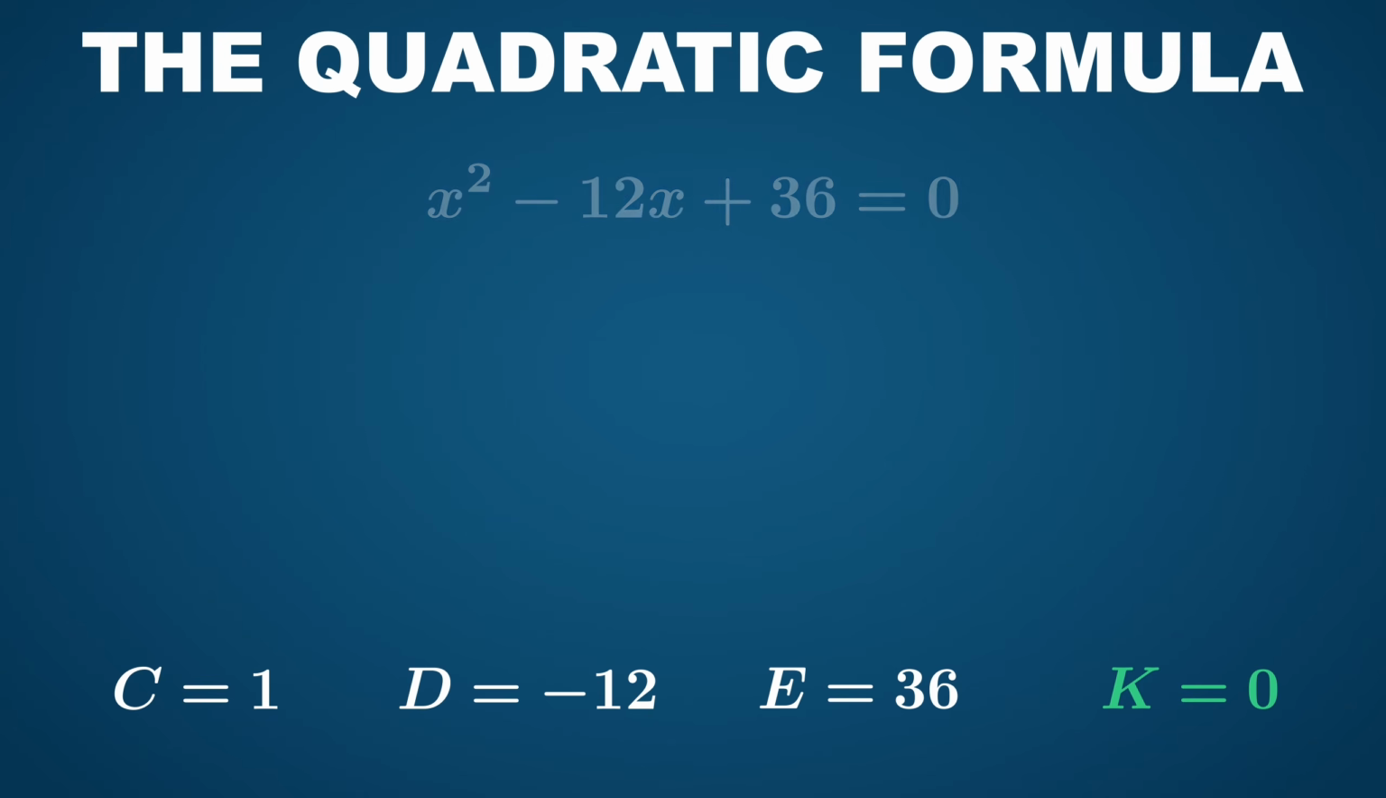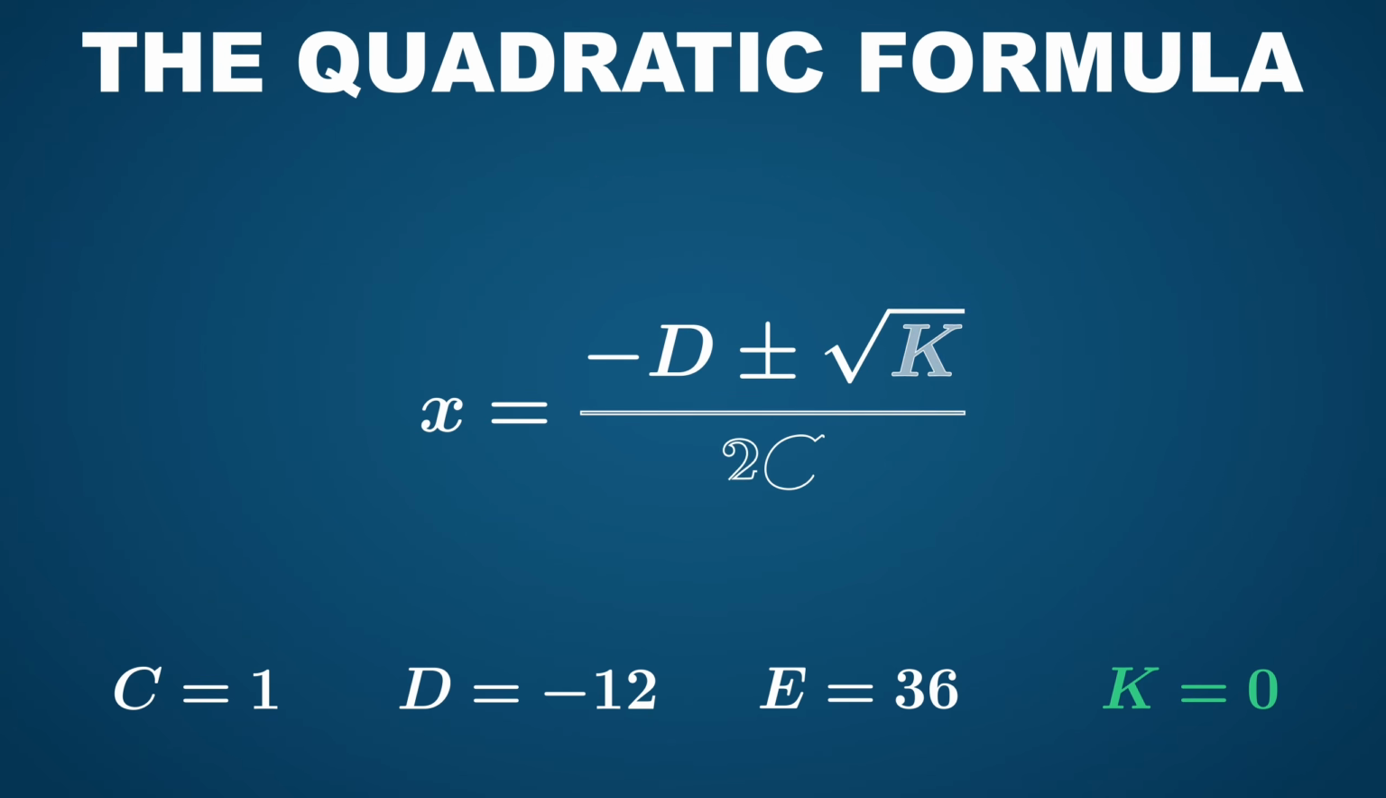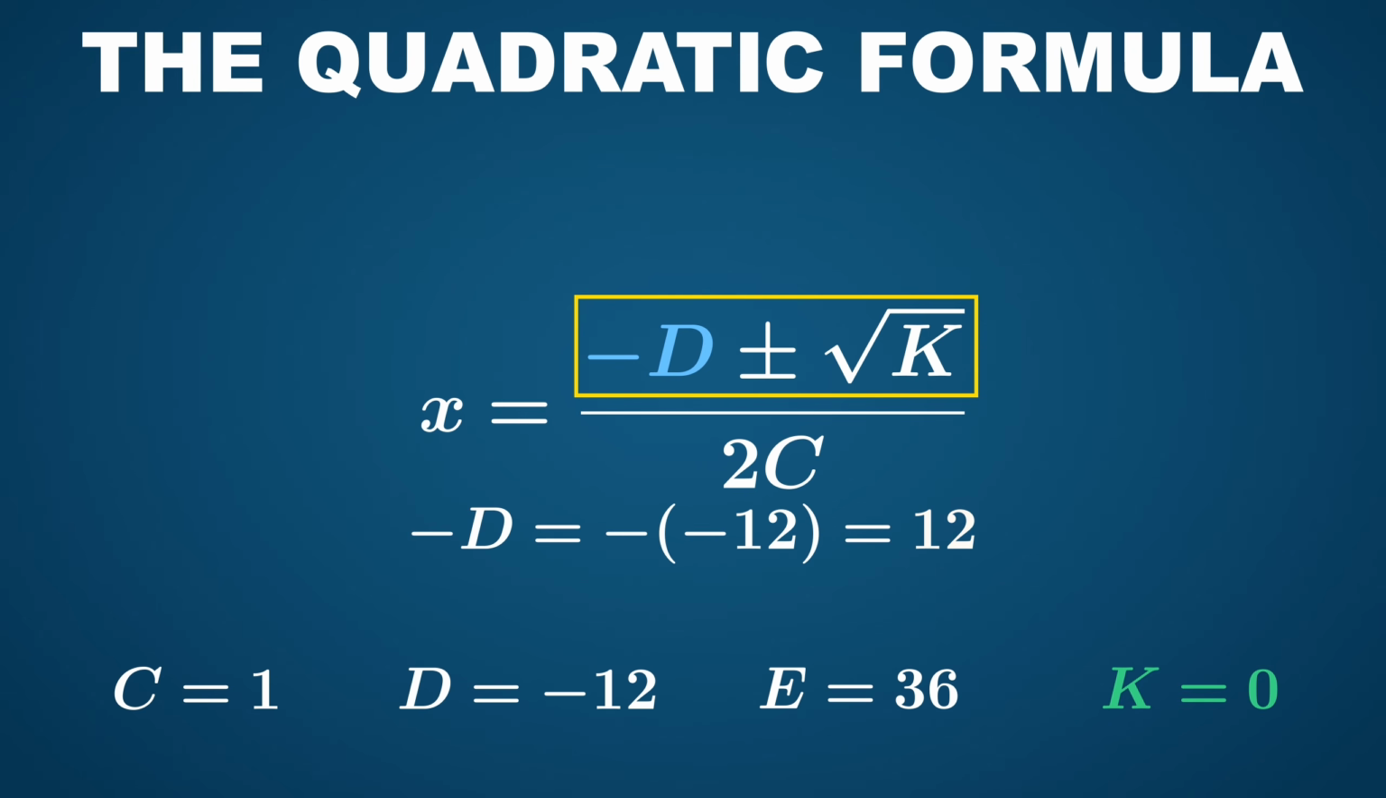We can now plug this discriminant back into the full quadratic formula. The formula tells us that x equals negative d plus or minus the square root of k. This entire numerator is then divided by the denominator of 2 times c. Let us start by evaluating the first part of the numerator, which is negative d. Since d is negative 12, taking the negative of it makes it positive 12. Next, we must take the square root of our discriminant variable k. We calculated earlier that the value of k is precisely 0.